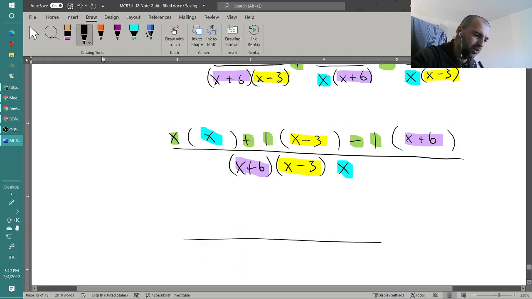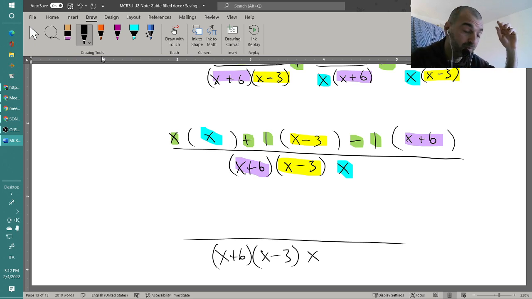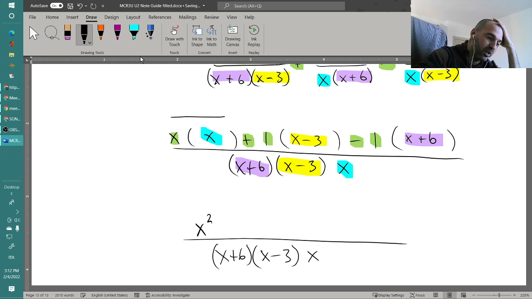So I'm going to go ahead and do that. x plus 6, x minus 3, and x. I'm just rewriting the denominator. Now, if I simplify this stuff here, the x times x is x squared.